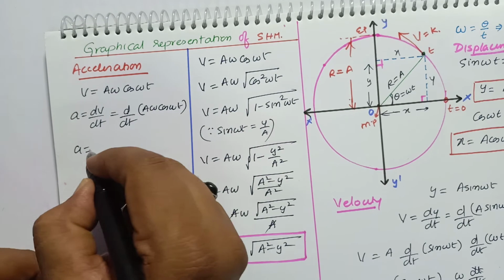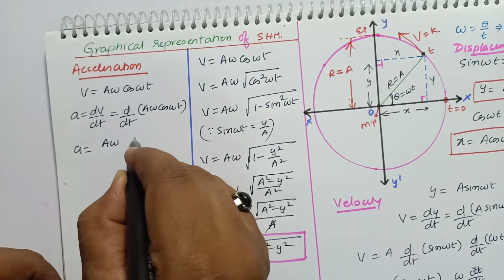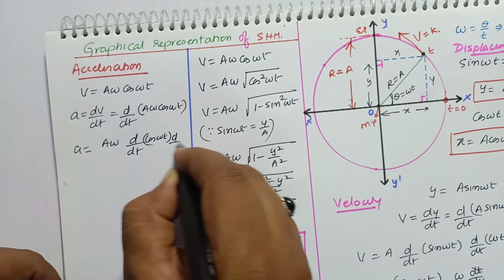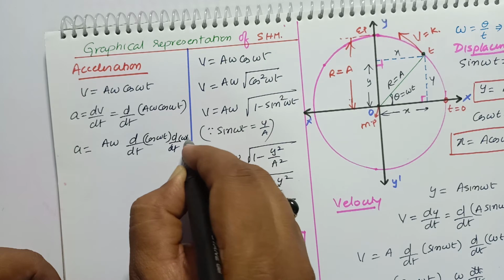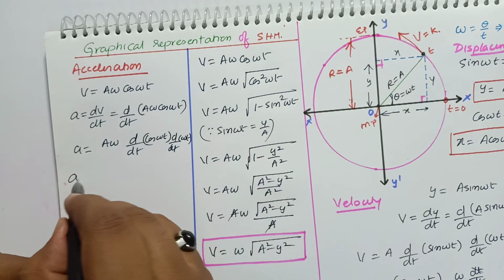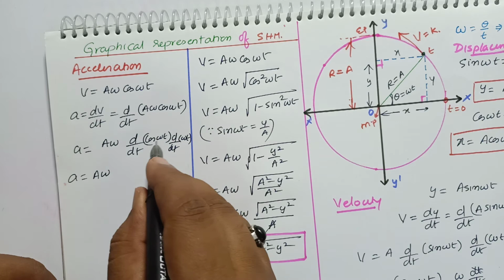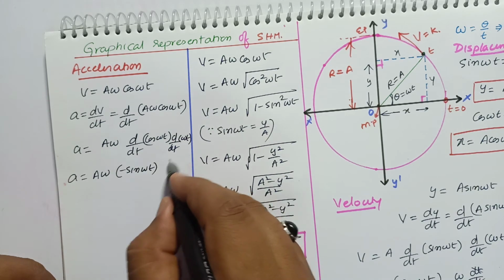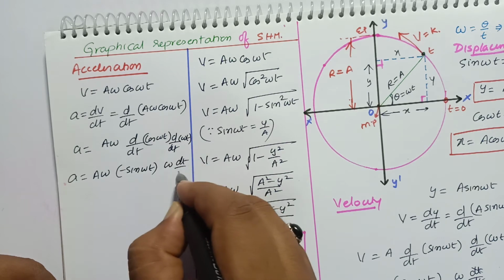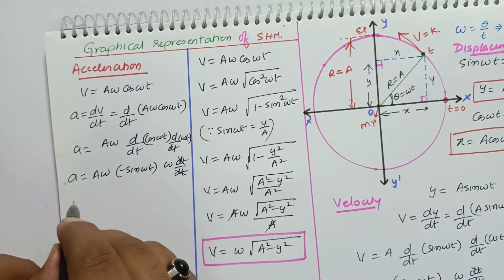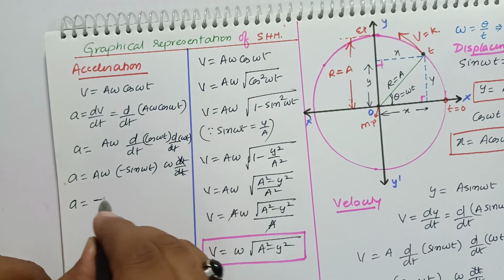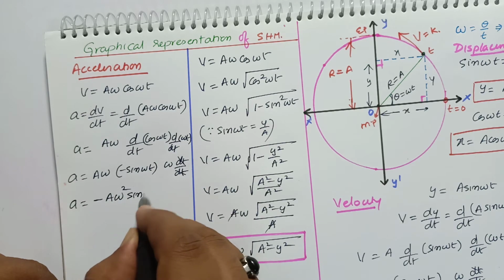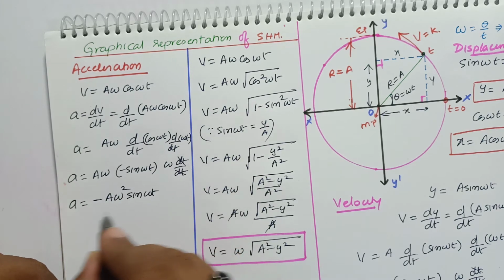So acceleration is equal to a omega, which is going to be constant. Then we have to differentiate cos omega t here, and also differentiate omega t separately, because the angle also we have to differentiate. Then a is equal to a omega, and differentiation of cos omega t will become minus sin omega t, and differentiation of omega t will be omega, since omega is constant. dt by dt is left, this is getting cancelled here. So acceleration is equal to, this minus will come here, and a omega into omega will become omega square, and this is going to be sin omega t.